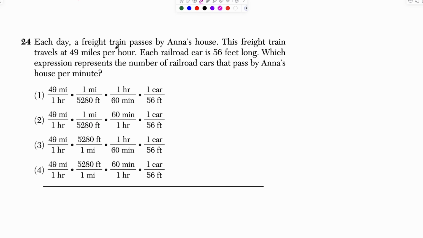Question 24, each day a freight train passes by Anna's house. This freight train travels at 49 miles per hour. Each railroad car is 56 feet long.